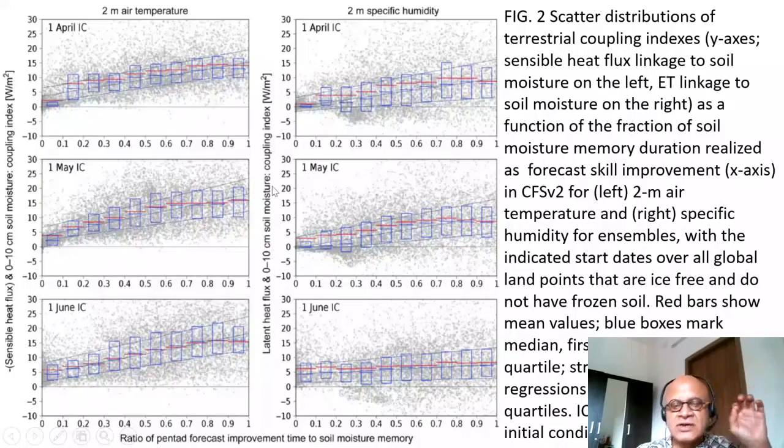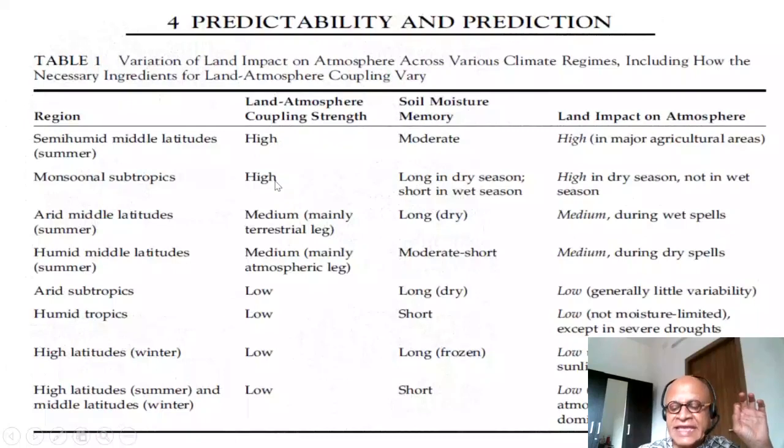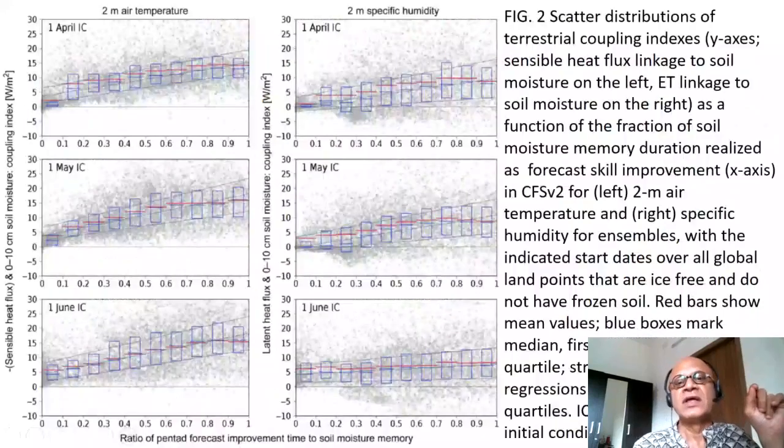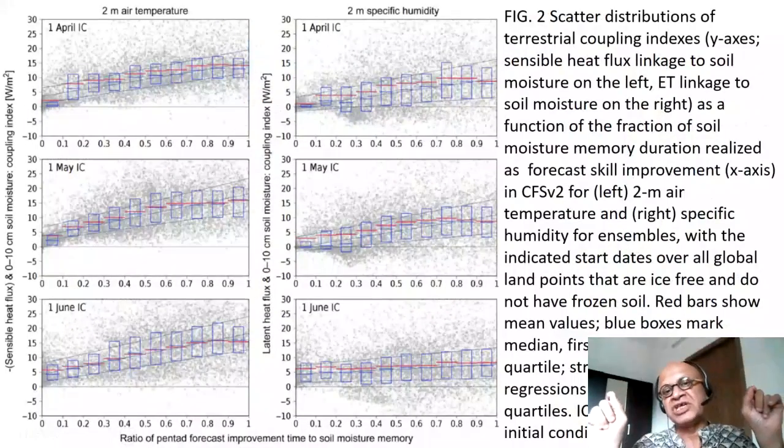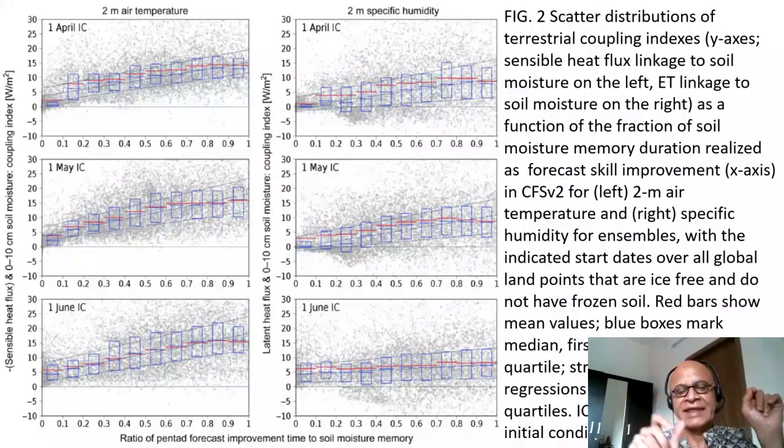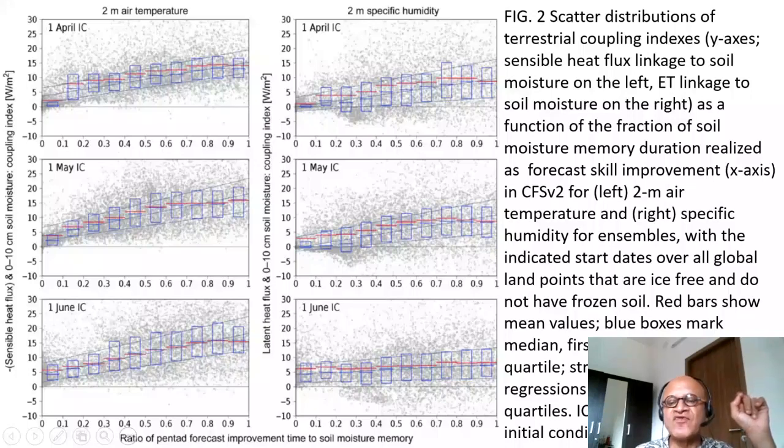So do these coupling strength indicate anything in terms of prediction skill that can be exploited over a pentad? Okay, and you can see that there is a huge scatter for each variable and each initial condition, and forecast skill improvement implied here. There is an indication of forecast skill improvement, but the scatter is so large that it's not really that impressive. That's the main message.